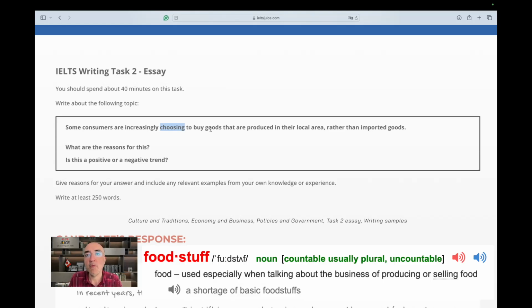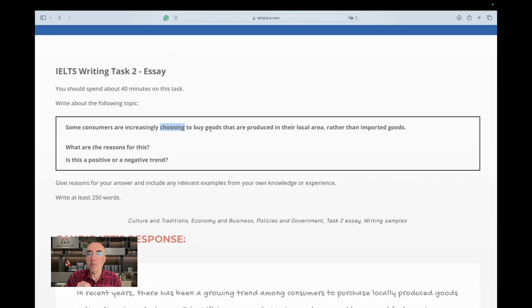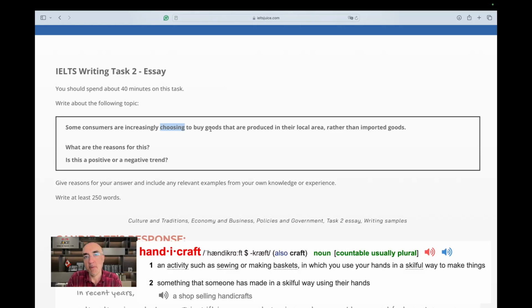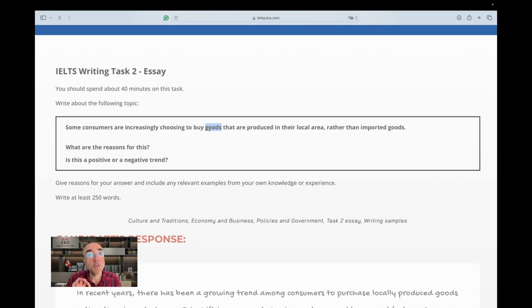I made some examples about food stuff. You can come up with artworks. You can come up with handmade, handcrafted items or any other product. Remember, we're talking about goods. So it has to be a physical object that is imported, shipped to your local community. It can be a region or country, whatever, doesn't matter. We just refer to everything as your local area.